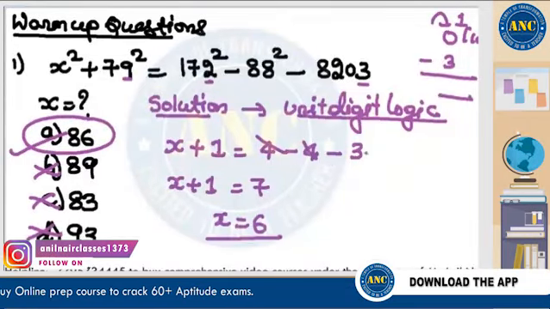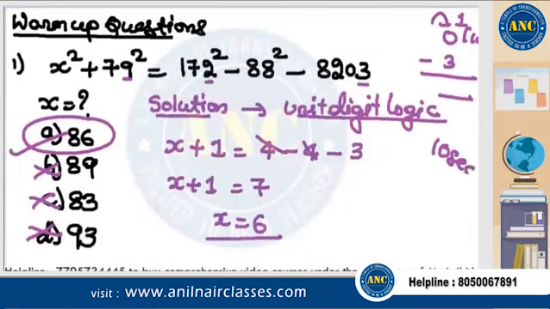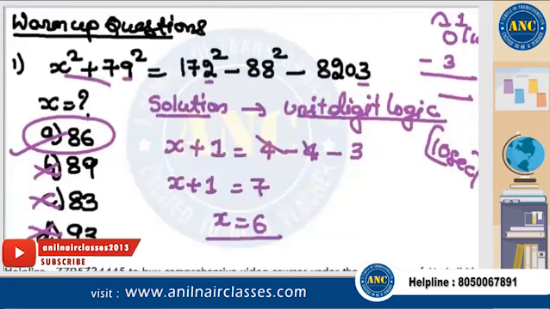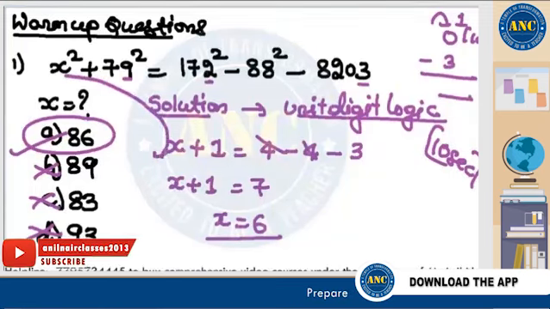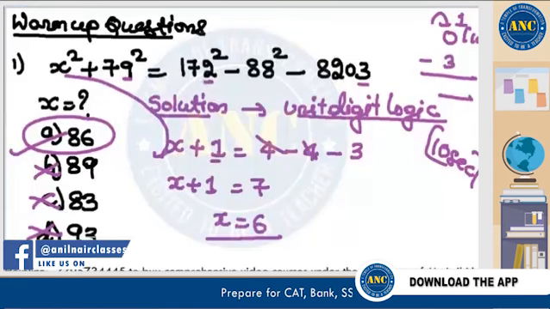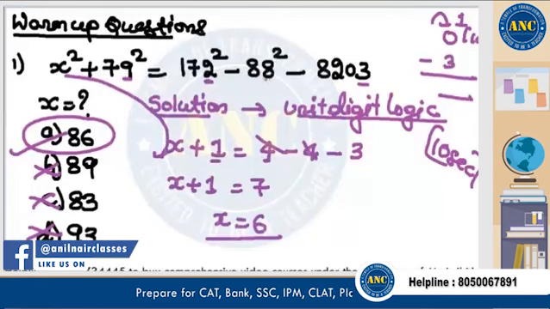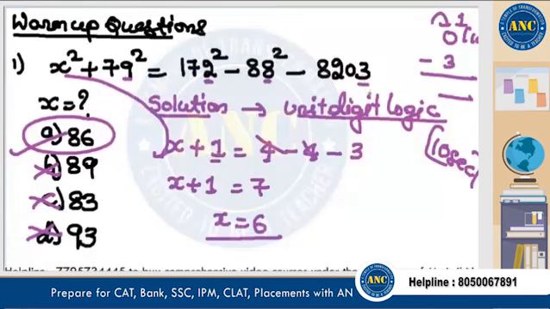A 10 seconds approach to solve the problem. X square is X, 9 square is 81, 2 square is 4, 8 square is 64, 8203.